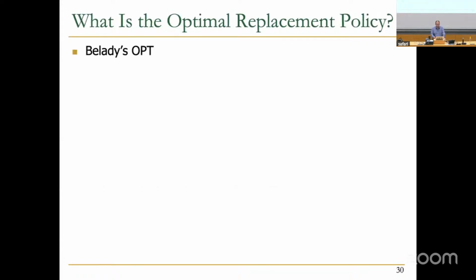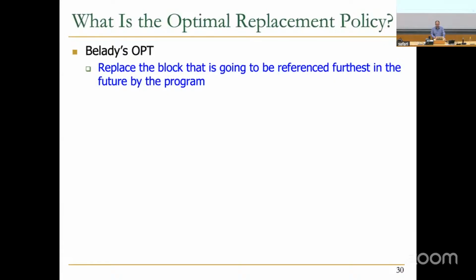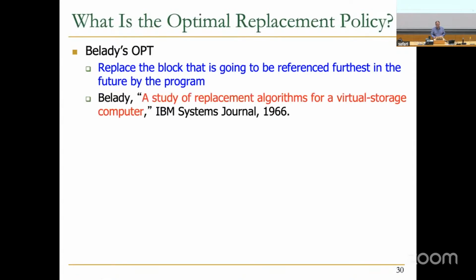Okay, so about the optimal replacement policy, people have also looked into it a lot. As I said, optimal replacement policy is not easy to do because, first of all, we don't know what is optimal. There are many different metrics. In Belady's optimal replacement policy, which we call Belady's OPT, we replace the block that is going to be referenced furthest in the future by the program. So essentially, you need to have knowledge of the future accesses in your program. That was presented in the IBM Systems Journal in 1966, basically for virtual memory.